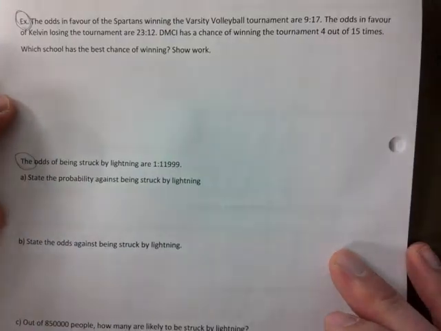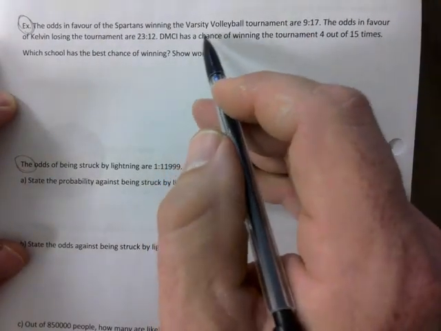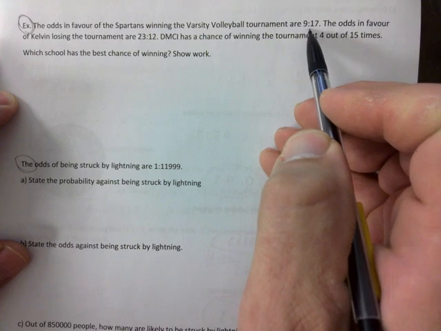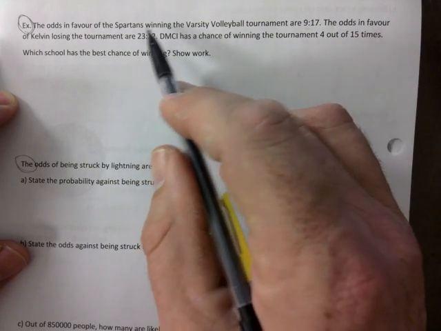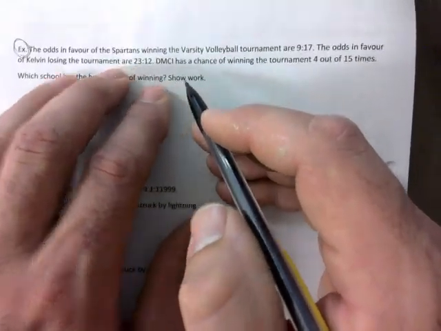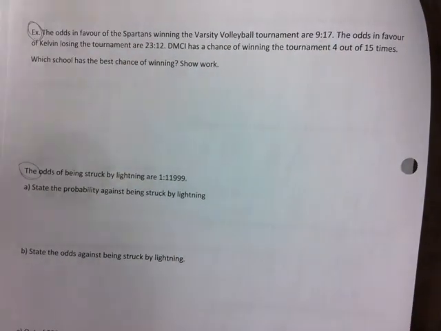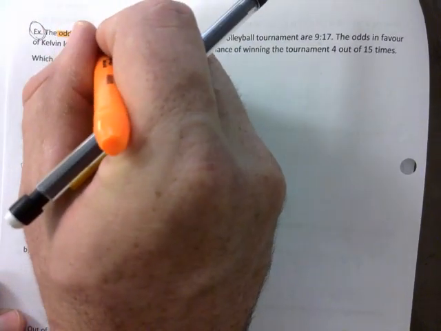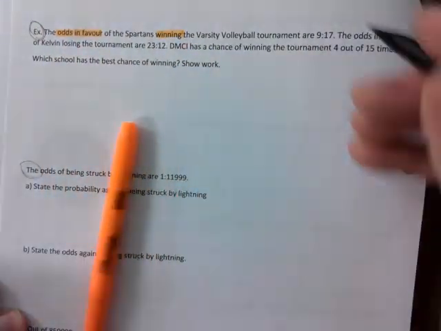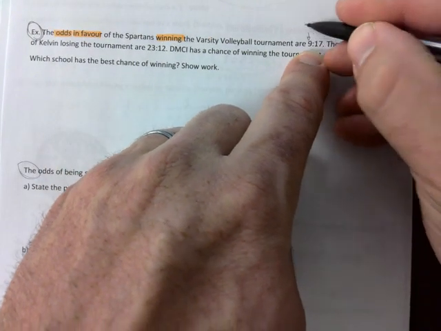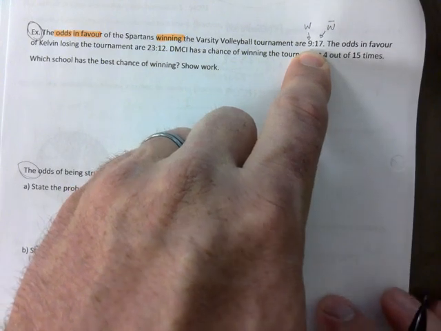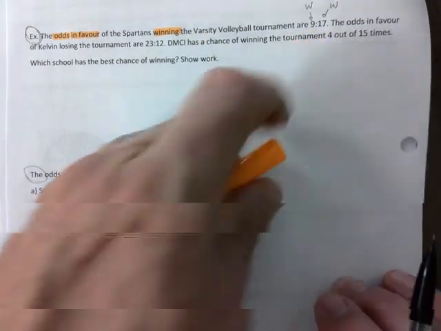I asked you to just do the Spartans one here at the volleyball tournament. So the odds for the Spartans is 9 to 17. Odds in favor of the Spartans winning. So with odds, you got to pay attention here. I really wanted you to think in favor of winning. So that means that this is winning and this is not winning for Sisler. Okay, you got to watch out for the wording there.